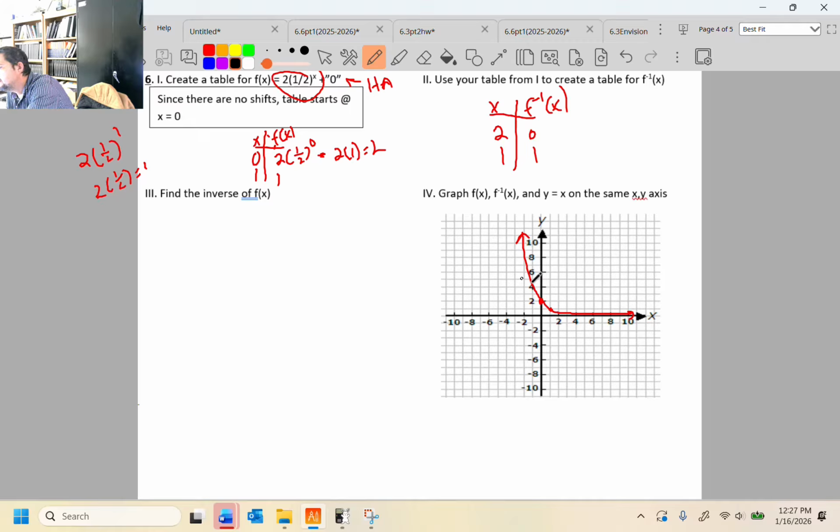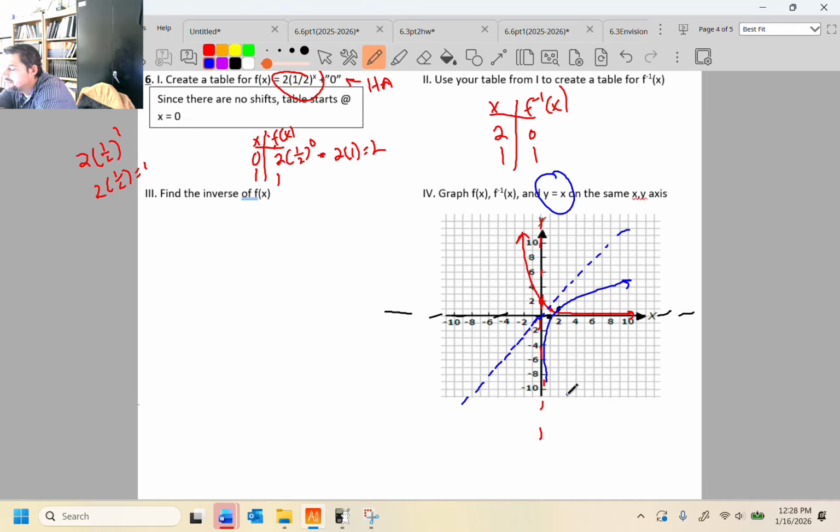Her inverse contains 2, 1, and she contains 0, 1. And the old horizontal asymptote gets reflected to become a vertical asymptote. So the inverse would look something like this. And I know I'm right because I'm supposed to graph y equals x. And I only had one kid who wasn't able to graph y equals x. Just one. It's kind of sad they missed it.